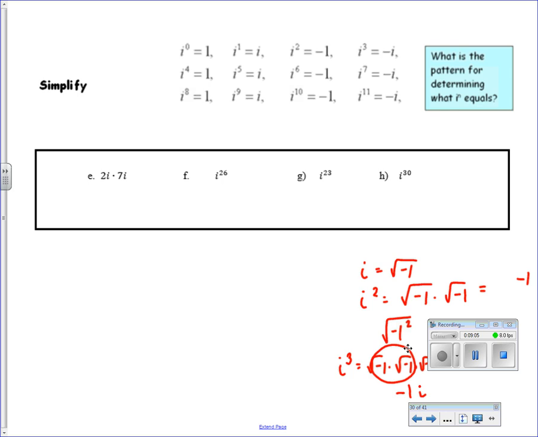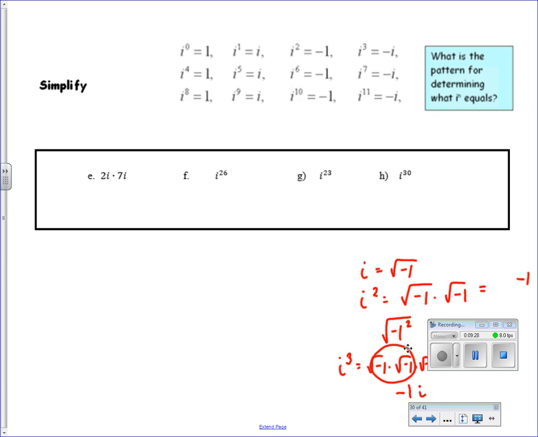So this is just talking about powers of i. It just shows, and if you look at it, you hopefully will see that there's a little bit of a pattern. We can use that pattern to figure out what it is, and I'll show you how to do that, okay?